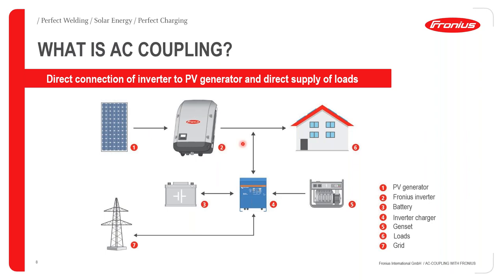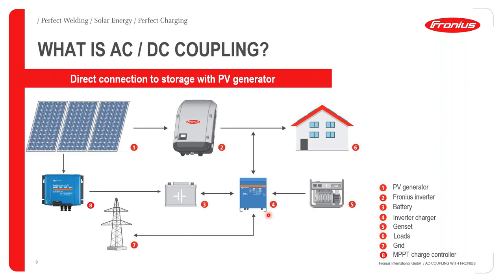In turn, it can also charge the battery, of course, via the inverter charger, Victron in this case. And then, in the case of, let's say, an overcast or nighttime, you can source or power the load point from the grid or genset, as the case may be. And then combining both worlds, the best of both worlds, you can have what we call AC-DC coupling. So this is basically combining a DC coupled system and an AC coupled system for the client to enjoy the benefits of what both systems have to offer.